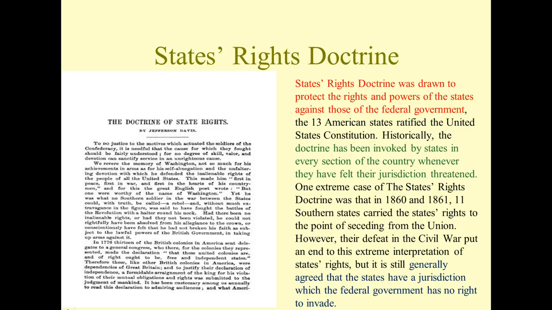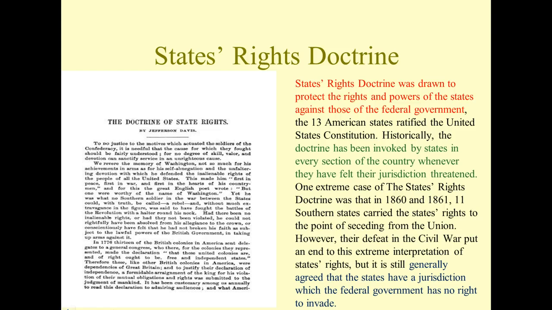But as history shows, the doctrine has been invoked by states in every section of the country where they felt their jurisdiction was threatened, whether it was Connecticut or the Midwest, or especially South Carolina. We talked about nullification, Andrew Jackson and John C. Calhoun, and the doctrine of nullification during the debate over the tariff of abominations. This issue goes all the way back to Thomas Jefferson, who came up with the idea of nullification back in the early 1800s.